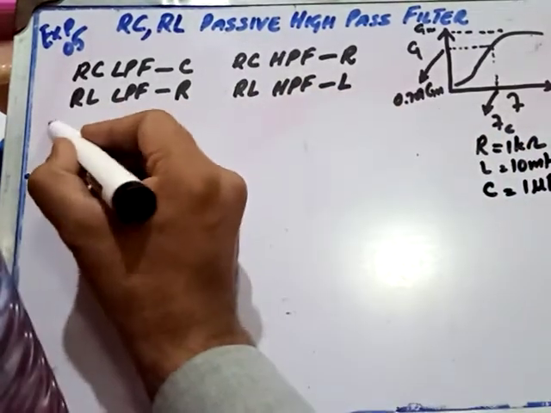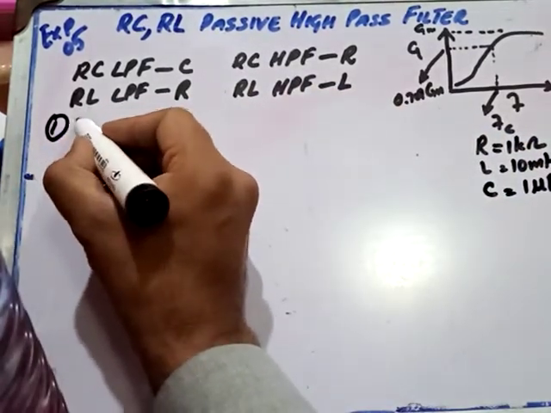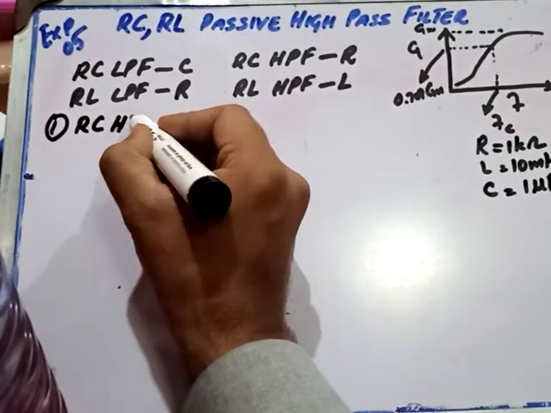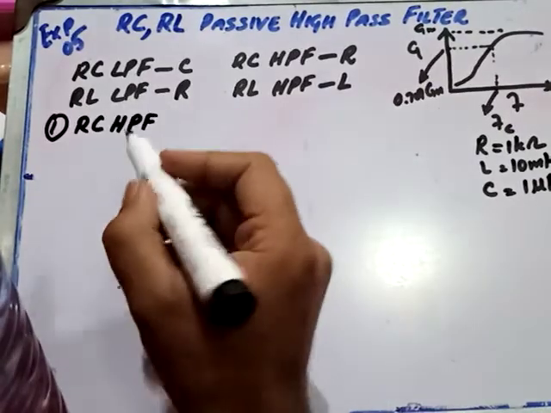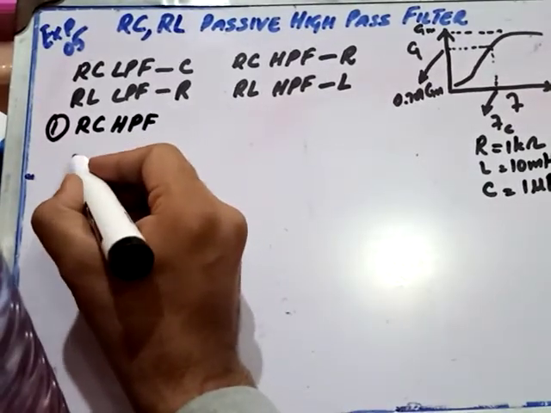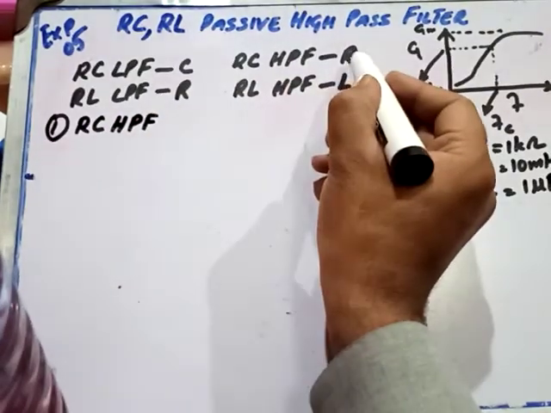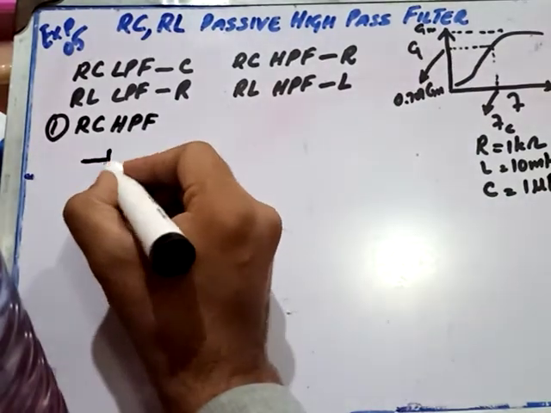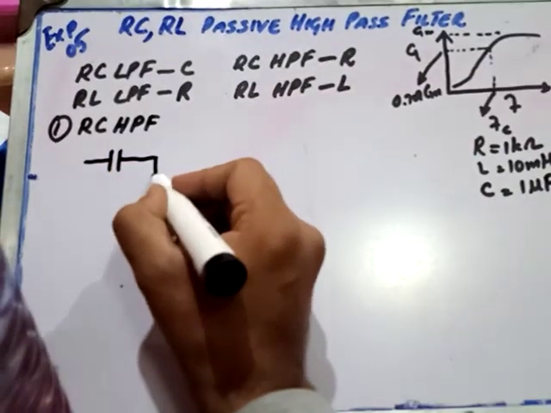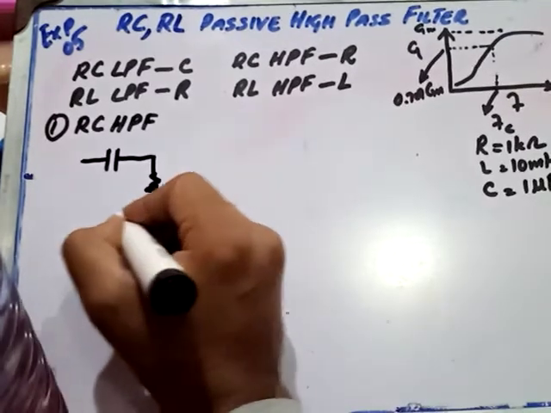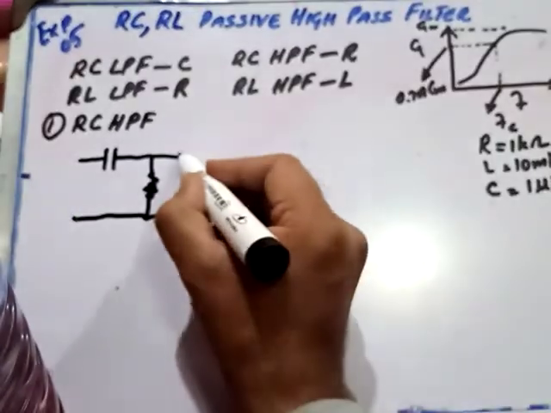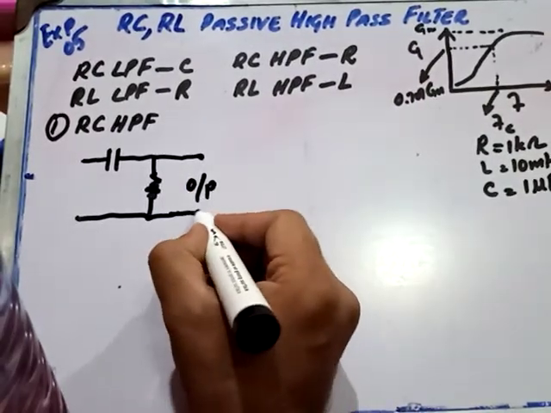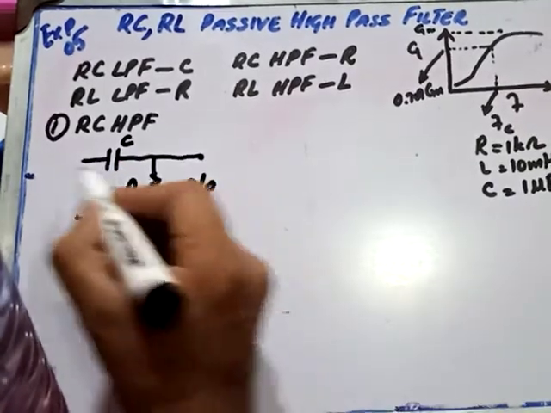So first of all, the first part is to cross verify the RC passive high pass filter. For the RC passive high pass filter, we are going to construct the circuit in this way. Since we are cross verifying the high pass filter, we need to obtain the output across the resistor. So we will adjust it like this: this is the capacitor, this is the resistor, and correspondingly we will be having the output across the resistor.